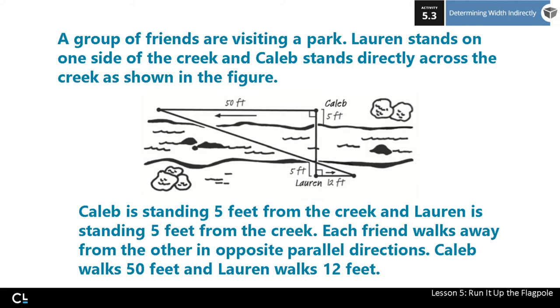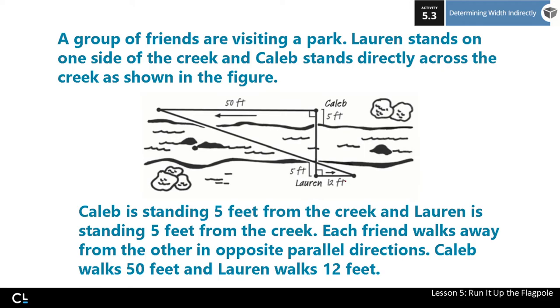So let's see what we've got going on here in our figure. Lauren's here. Caleb's here, right? It says Caleb is standing 5 feet from the creek. So this distance is 5 feet. And Lauren is standing 5 feet away from the creek on the opposite side, right? Each friend walks away from the other in opposite directions. Caleb walks 50 feet. Lauren walks 12.